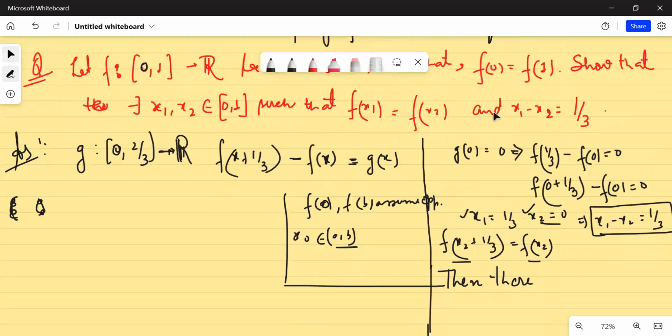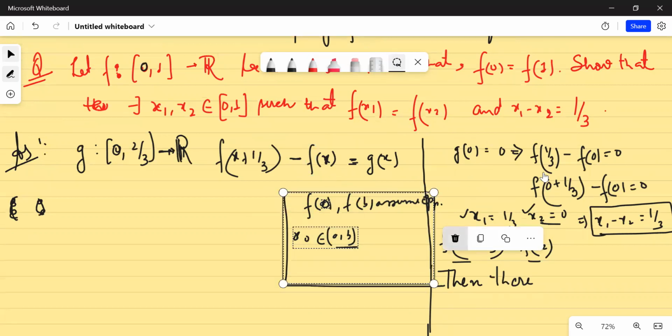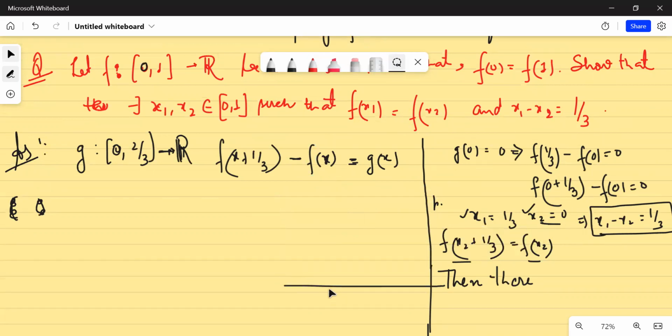x1 minus x2. See, what you have to prove is that fx1 is equal to fx2 and x1 minus x2 is 1 by 3, right? So doesn't it satisfy the equation? It is satisfying the given equation, right? And so then there is nothing to prove.